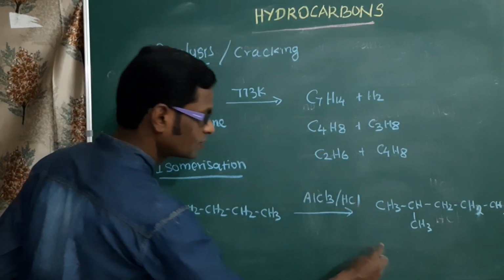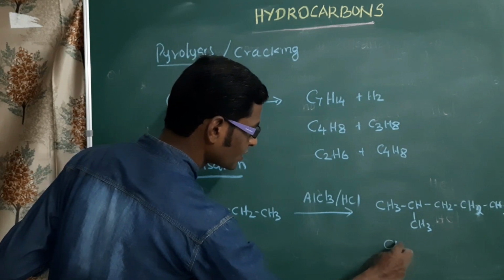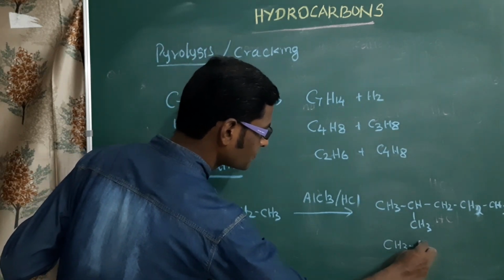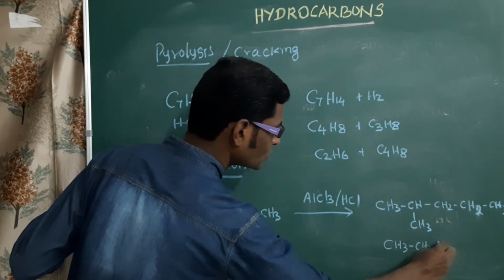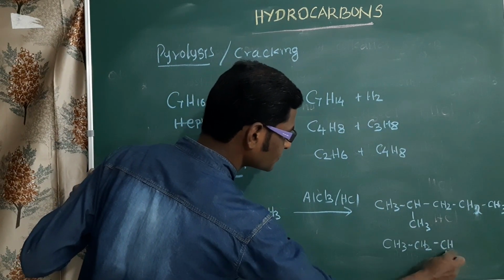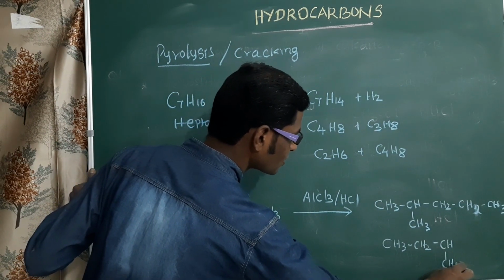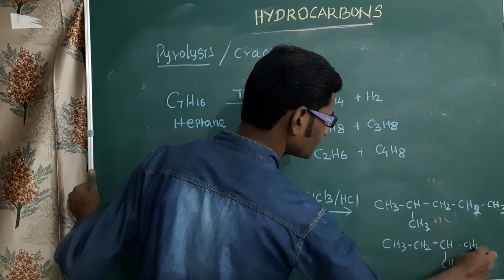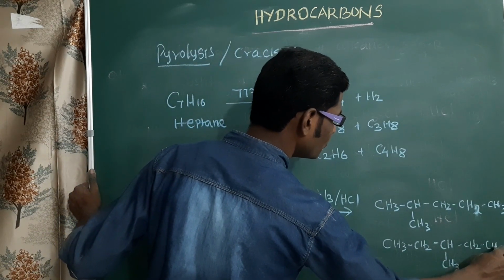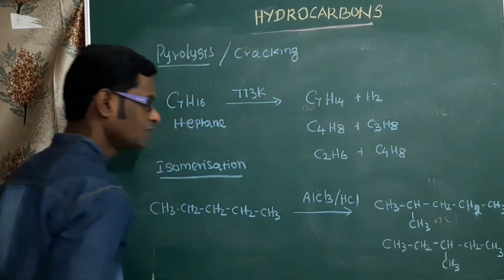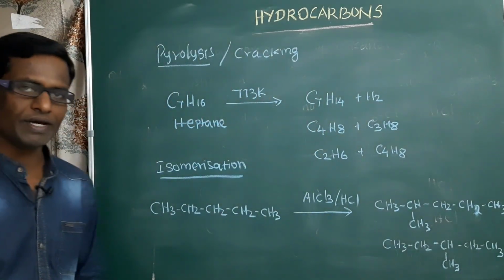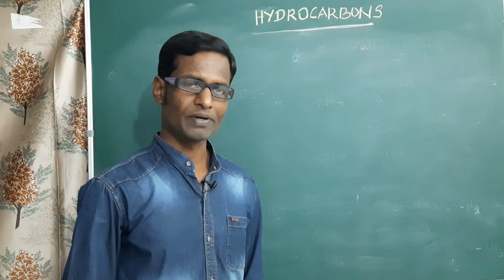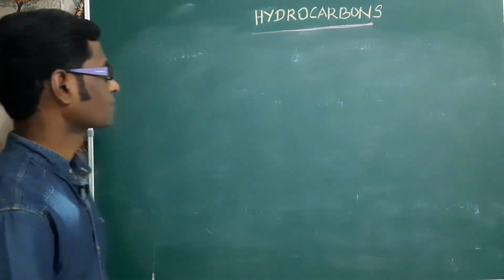We can write 3-methylpentane also: CH3, CH2, with a methyl group in the third position. The name of this compound is 3-methylpentane. The first one is 2-methylpentane. This reaction is called isomerization. Next chemical property is aromatization.